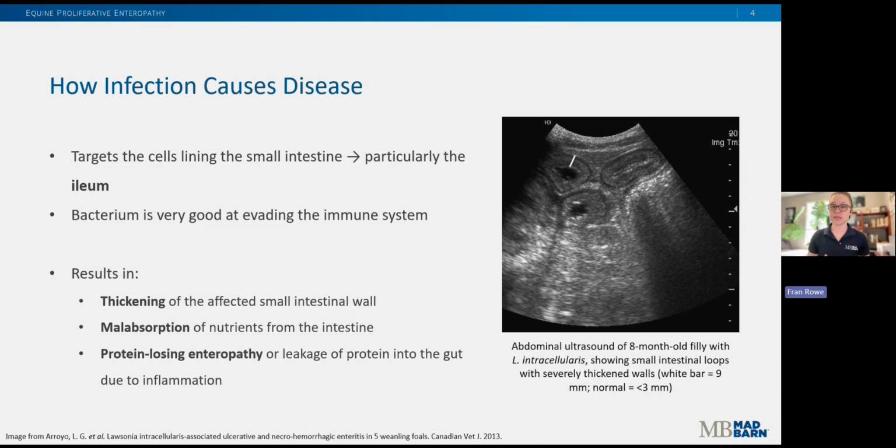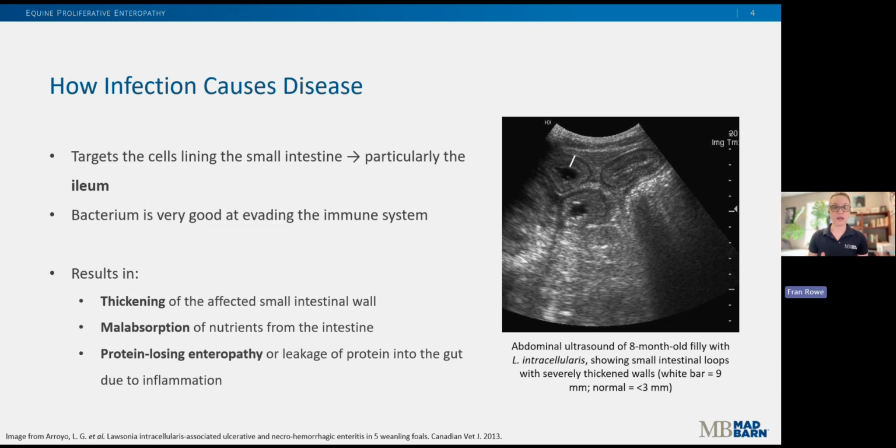Now, once an enterocyte has been infected with this bacterium, that cell begins to replicate prematurely and excessively, causing this proliferative thickening of the intestinal lining. These cells cannot absorb nutrients from the small intestine normally, resulting in a malabsorptive disorder. Furthermore, inflammation in the small intestine from this infection causes protein from the bloodstream to actually leak into the gut, and this results in a condition called a protein-losing enteropathy.